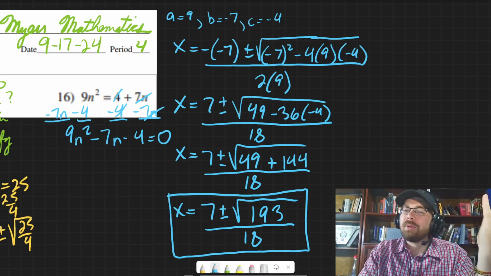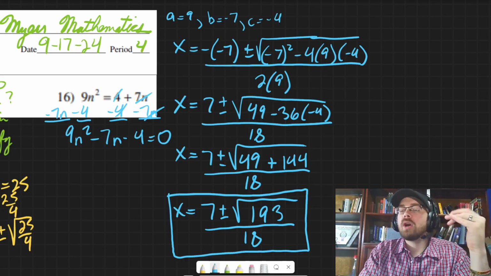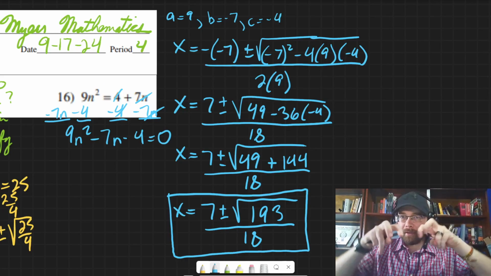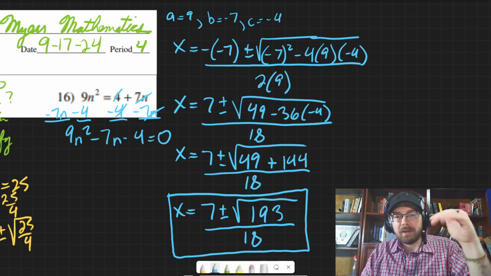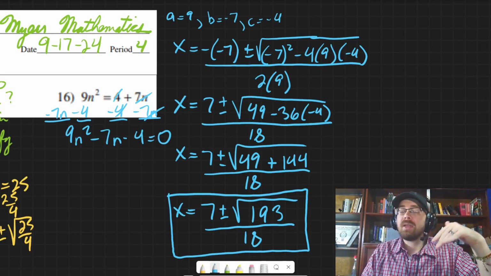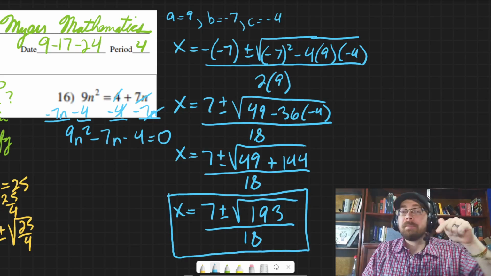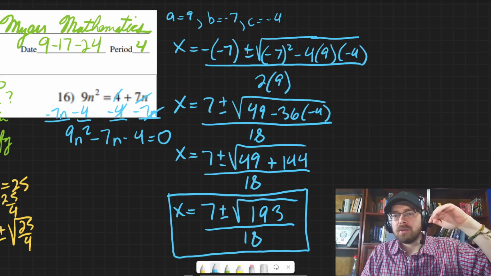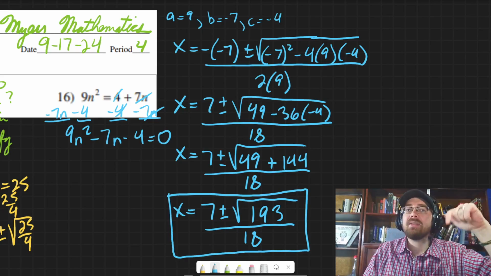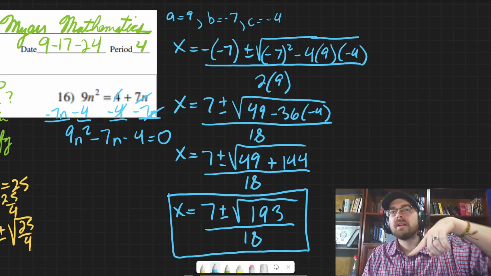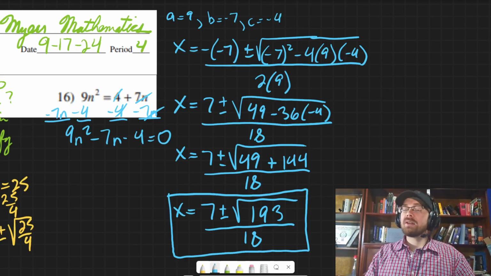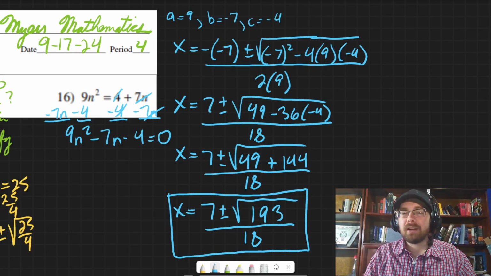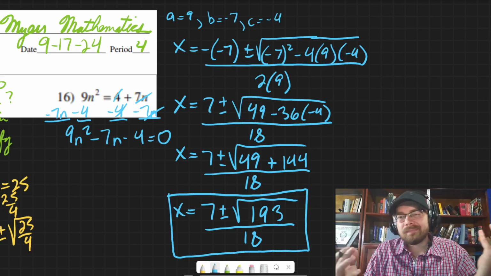So if you're able to use a calculator, what you could do is say, okay, what is in the calculator? 7 plus the square root of 193 over 18. Do that in the calculator, and then plug that in. And so you would do that, square that, times it by 9, and then do 4 plus 7 times that number, and see if those numbers are the same. So you could do it that way. If you're using a calculator, this wouldn't be the worst thing in the world to check. It's still kind of an ugly answer though, so it's hard to check ugly answers. It is what it is.